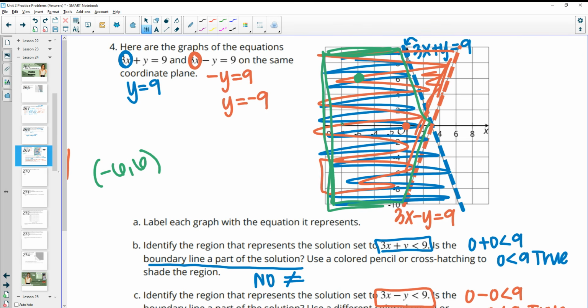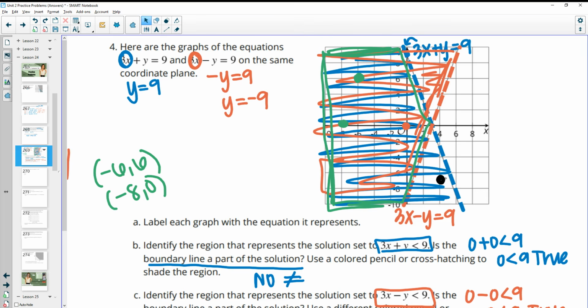You could pick negative 8, 0. Literally any point, let me just draw a point, literally any point in this region. So you could pick 1, 0. You could pick 0, -2. You could pick anything over here. Any of these ordered pairs is fine.